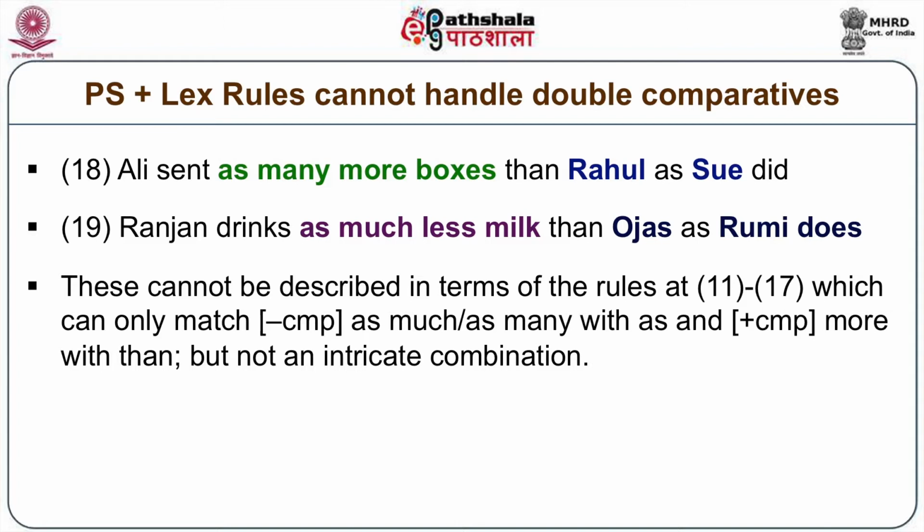Likewise, you can say Ranjan drinks as much less milk than Ojas as Rumi does. Here you are first comparing Ranjan's milk drinking with Ojas's milk drinking, finding the difference. Then you are comparing Rumi's milk drinking with Ojas's milk drinking, computing the difference, and then you compare the two differences and you find that they are identical. In other words, the Ojas-Ranjan deficit and the Ojas-Rumi deficit are equal. You express that by saying Ranjan drinks as much less milk than Ojas as Rumi does.